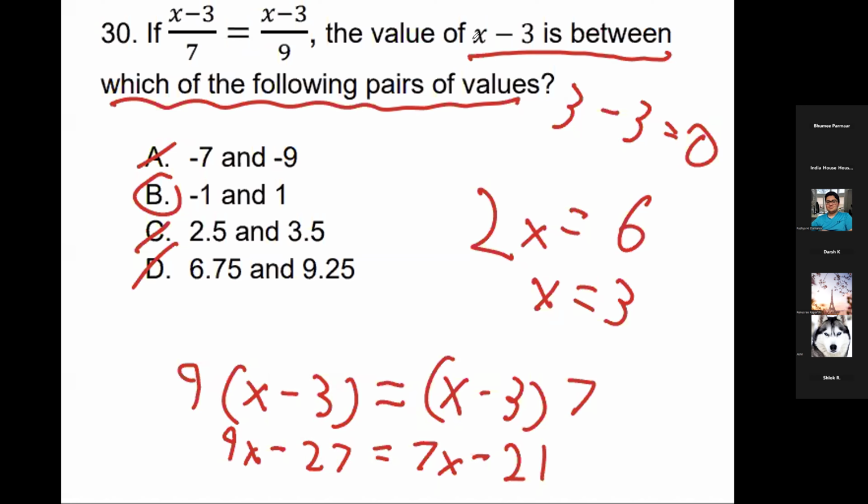Oh, wait, I think I know what you did. It asks the value of x minus 3 is between which of the following pairs of values. It doesn't ask for the value of x. If it was the value of x is between which of the following, then the answer would be C. But this asks for the value of x minus 3. So you have to do 3 minus 3 equals 0. So 0 is between negative 1 and 1.